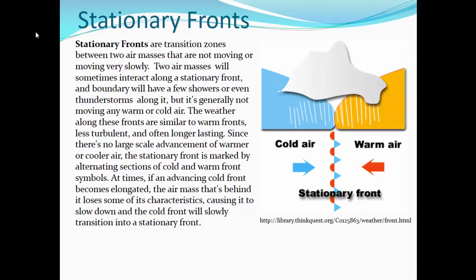Stationary fronts are then transition zones between two air masses that are not moving or are moving very slowly. So rarely is a stationary front dead stop. Typically it's sliding one direction or the other, or sometimes it's kind of moving back and forth, undulating slowly. These two air masses will sometimes interact along a stationary front, agitating the atmosphere, and that boundary will have some showers, even a thunderstorm, but generally there's not any warm air or cold air moving.